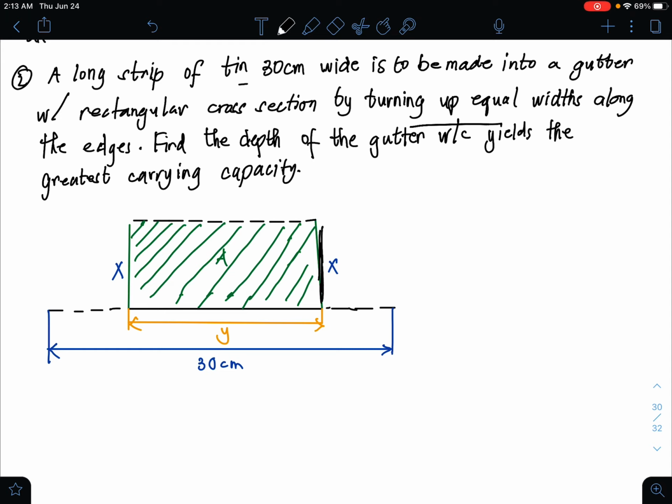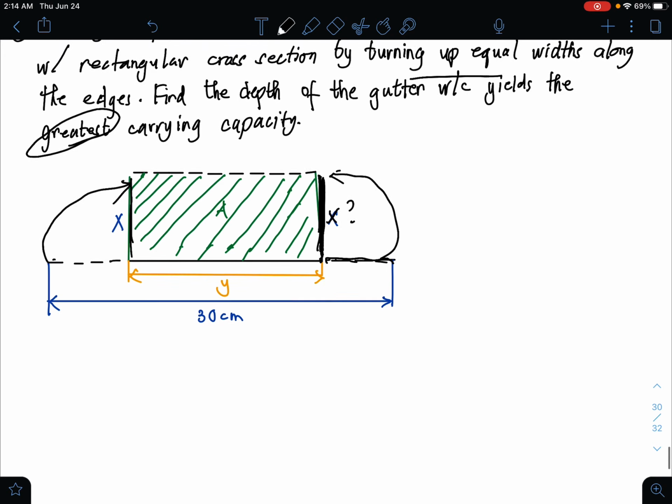So, dili siya realistic. Pero, mo gini siya, no? Kani, kana, pareha na sila. Pagpilo, pilo. So, we are going to find the depth of the gutter which yields the greatest carrying capacity. So, yields the greatest carrying capacity meaning the maximum value. So, unsang maximum value ni x? Muna siya ang ginapangita karon. Kaya ano man daw, depth of the gutter, kalalom sa gutter.